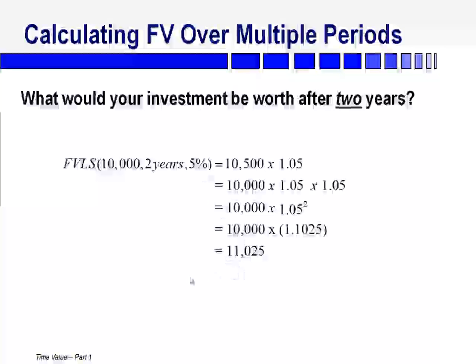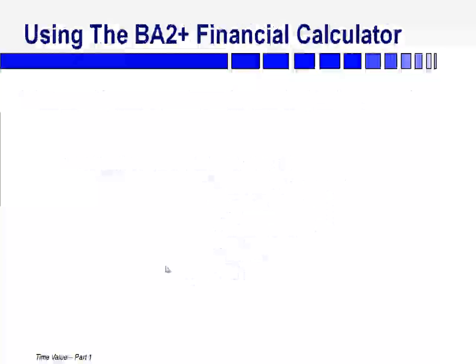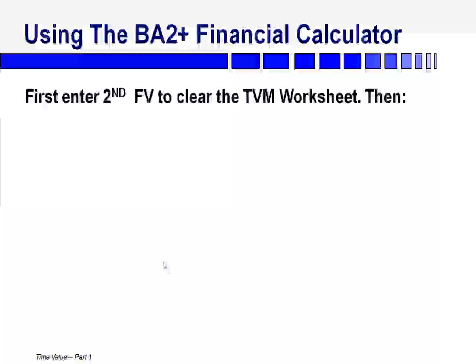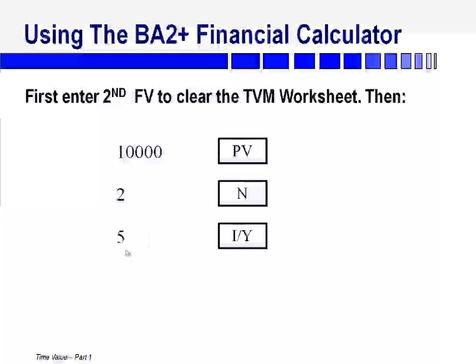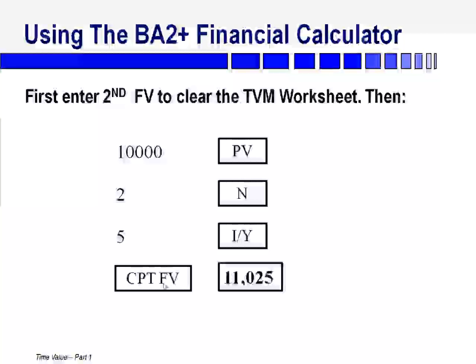Let's go back now and see if we can do this same problem using our BA II Plus calculator. Again, we start by clearing the memory, the second future value combination. Then once we've done that, 10,000 present value. Remember, we give it a value first, then tell it where to store it. 2 is N, that's our number of periods, and 5 is our interest rate per period. Once we've input what we need into PV, N, and I/Y, compute FV, and we get $11,025.